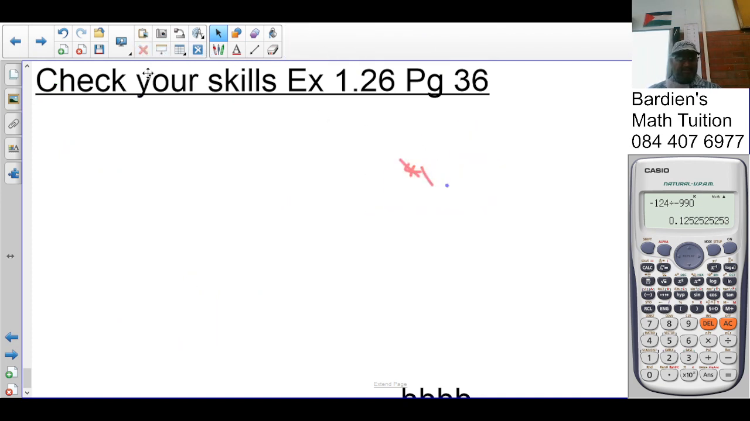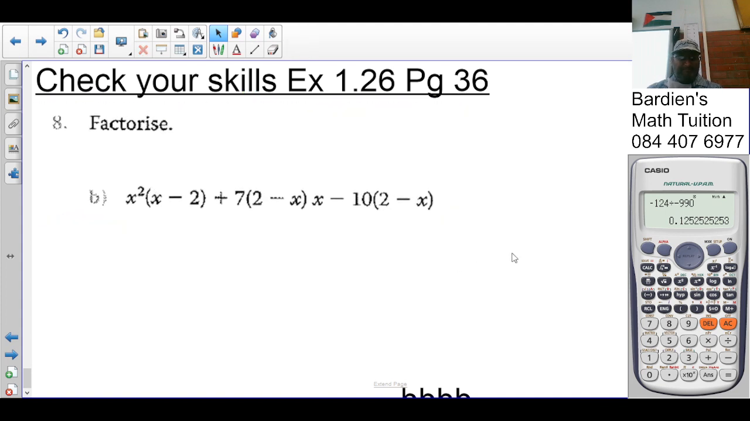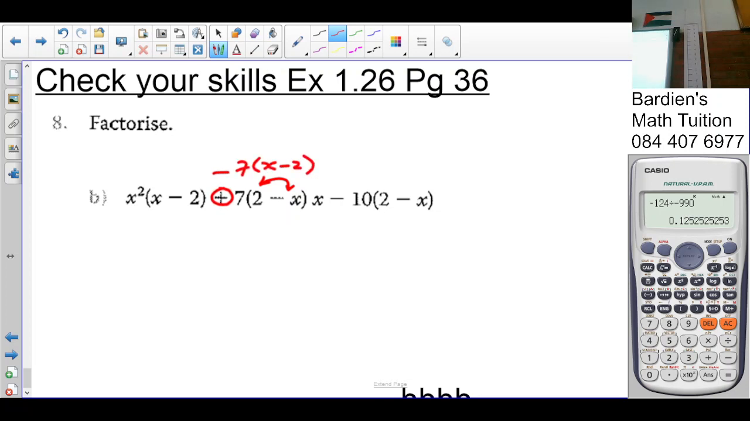B. So in 8b, what you should notice here is that you have almost a common bracket if you swap that around, not so? Is that correct? So if you're going to swap that around, the sign is going to change, it becomes negative 7 into x minus 2. And there's an x here at the back, I'm going to write it in front as well. So it's negative 7x into x minus 2.